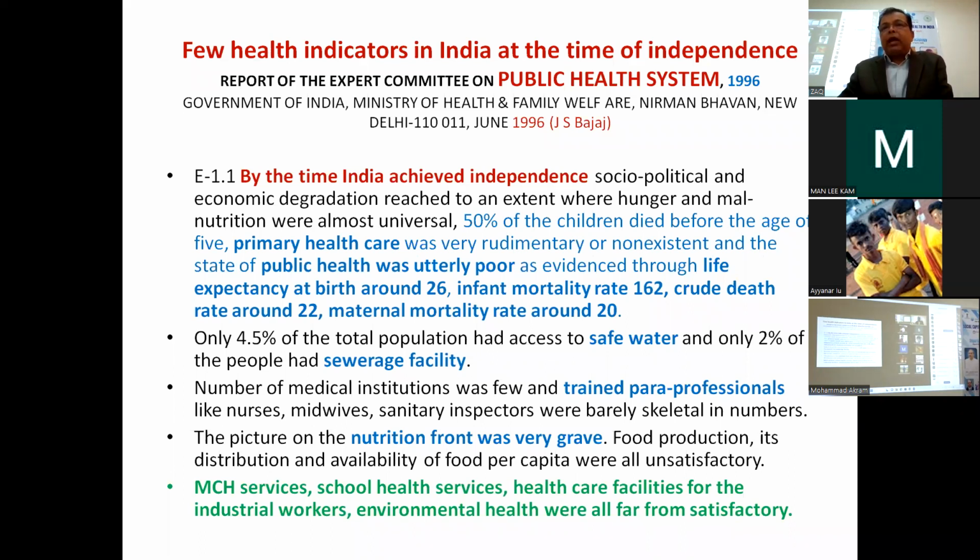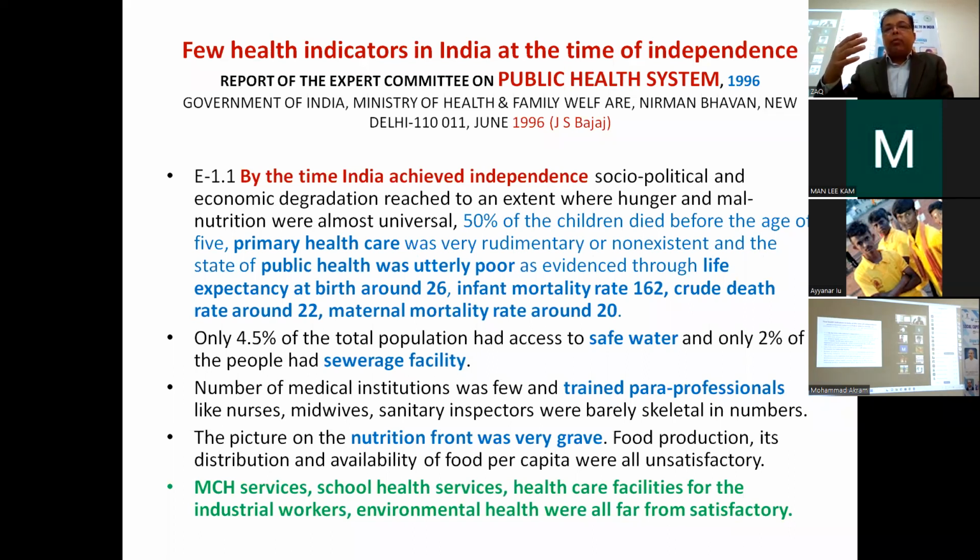It doesn't mean that people were dying at the age of 26. This 26 is the average life expectancy. Some of the people were living up to the age of 70 or 80 also. But the point was that because infant mortality was very high, up to 50% of the children were dying, that reduced the average to the level of 26. Infant mortality rate was 162, crude death rate around 22, maternal mortality rate around 20. So these figures show that the public health conditions were very problematic at that point of time.